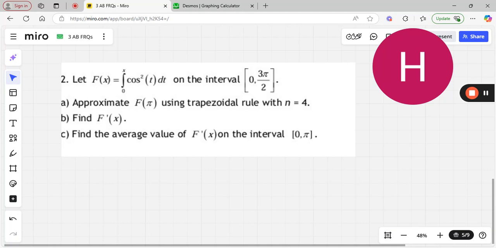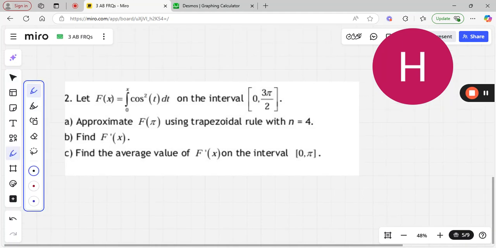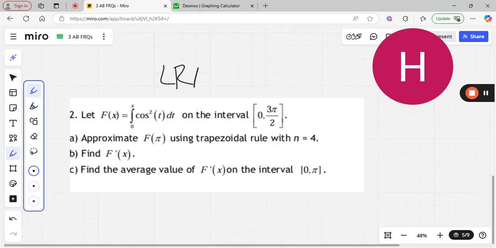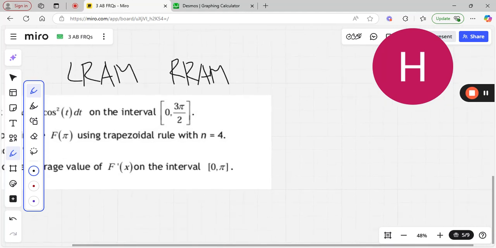And in this one, we have an integral problem. We're going to be using the calculator for this as well, and I'm going to show you how to breeze through these approximation methods of integration. That means the LRAM method, the RRAM method, the MRAM method, the midpoint method.